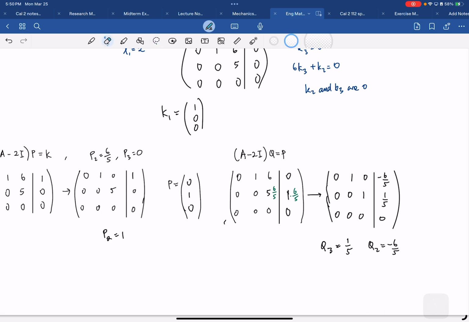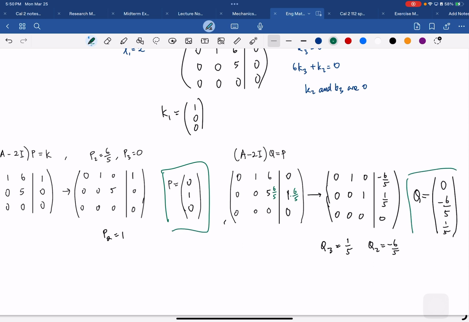So the Q, let's say Q1. Well, not Q1, maybe it will be difficult to distinguish. Just Q will be 0, negative 6 over 5, and 1 over 5. Okay, so we have everything. P, so we have P, we have Q, we have K.